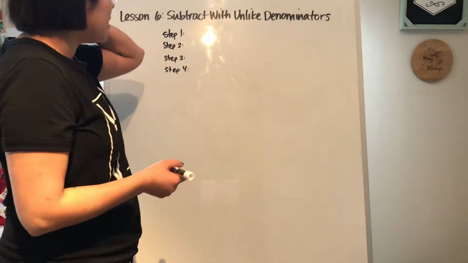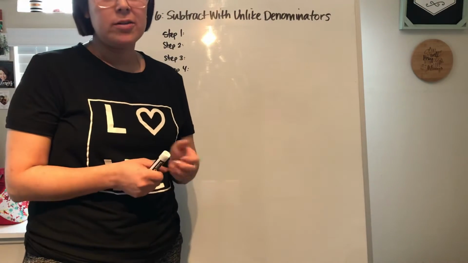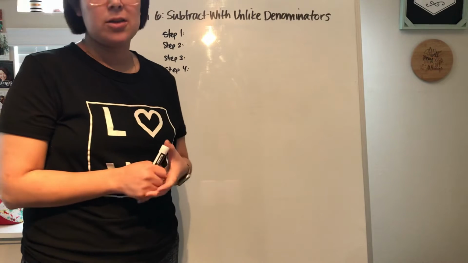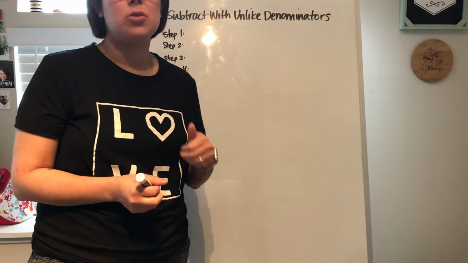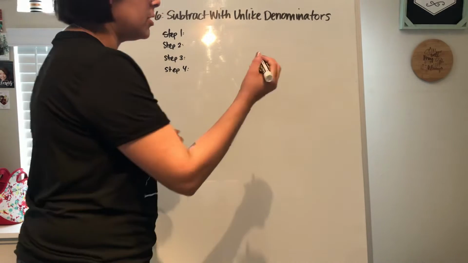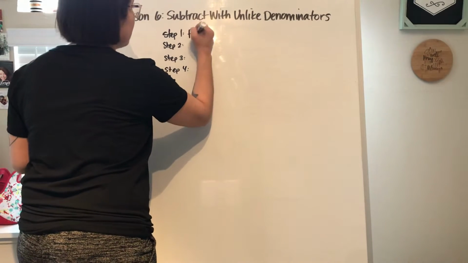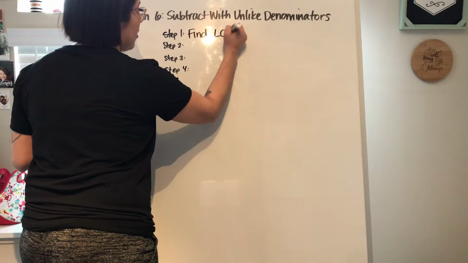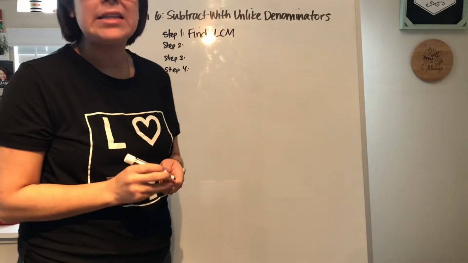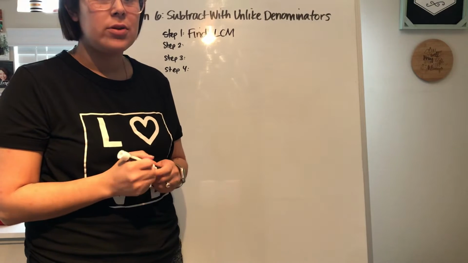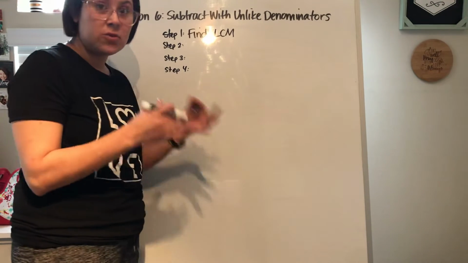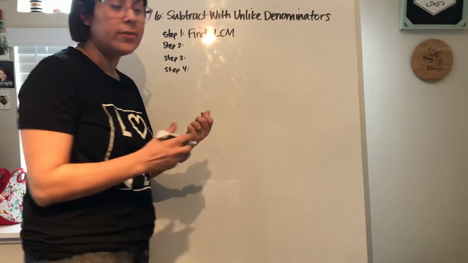Alright, so step 1 for unlike denominators is going to be find the LCM. You need to find the LCM so you can write equivalent fractions. So let's write that down. Find the LCM, find the least common multiple. Okay, step 2 is going to be write equivalent fractions. Once you find that LCM, you need to write the equivalent fractions.